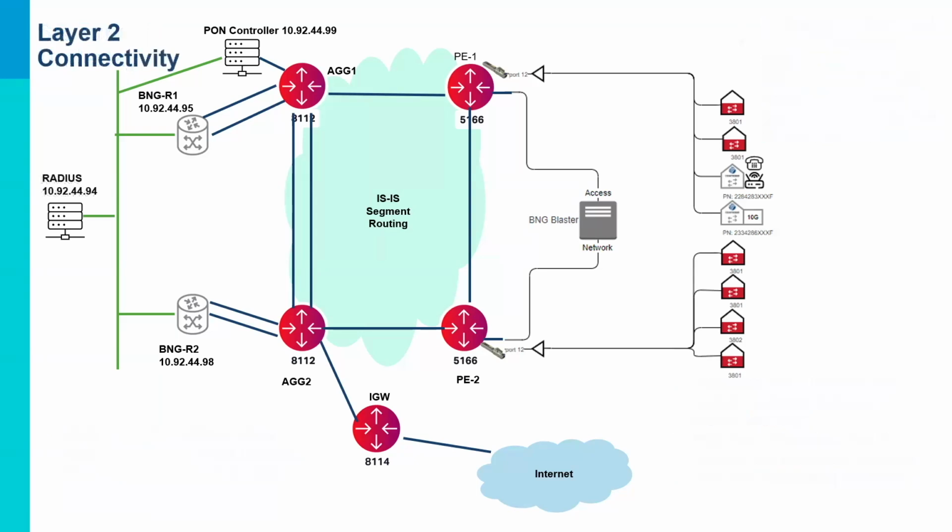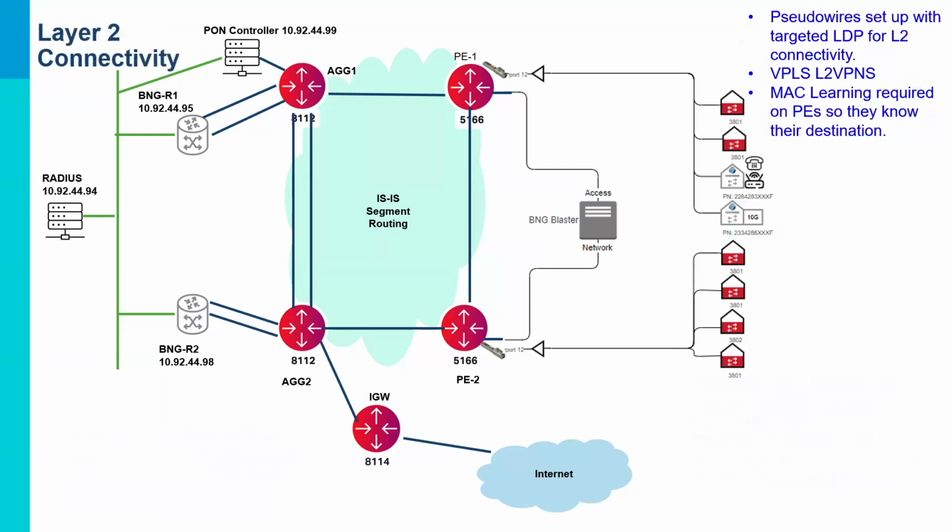So for layer 2 connectivity, we're using pseudo wires. The pseudo wires are set up with targeted LDP. We're running VPLS L2 VPNs on the different devices. And so we're doing MAC learning on each of the devices. We have to do MAC learning because we need to know at which port a particular subscriber should be forwarded. And then the AGs are learning all of the MAC addresses for the subscribers in their PEs.